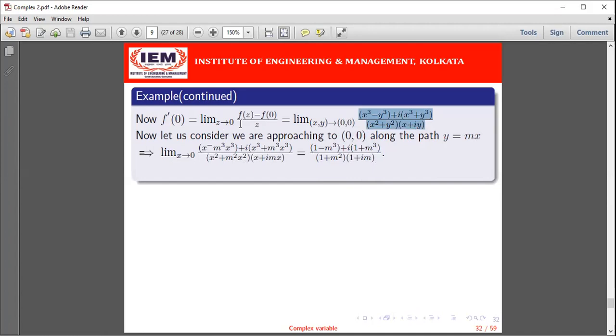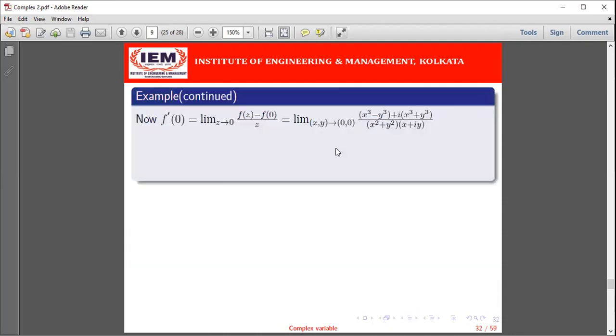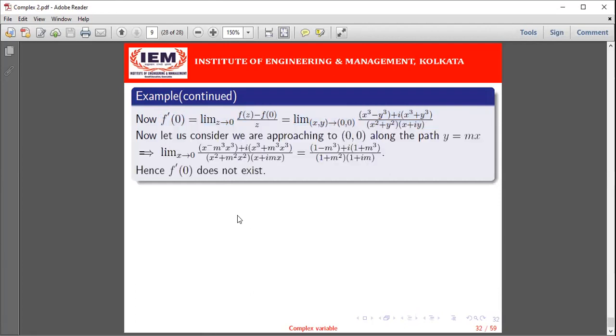So that's why the function is not differentiable at 0. By formula also we can show that, because it is satisfying the Cauchy-Riemann equations. But since the partial derivatives are not continuous, it is not analytic. So it will not be differentiable at 0. Similarly, by using the formula for derivative also, we can show the same thing. So f dash 0 doesn't exist.